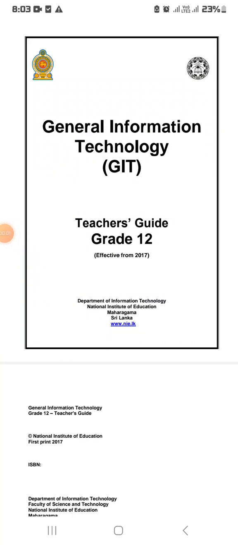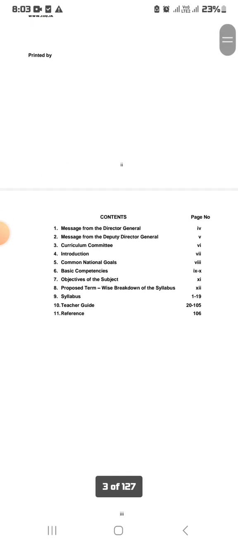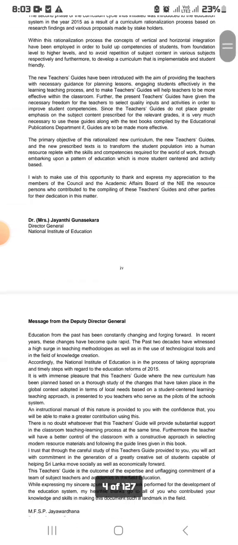Hi all. Today I am going to teach about General Information Technology, that means GIT, for grade 12 students. So this is the English medium teacher's guide. So we'll go on to the lesson.